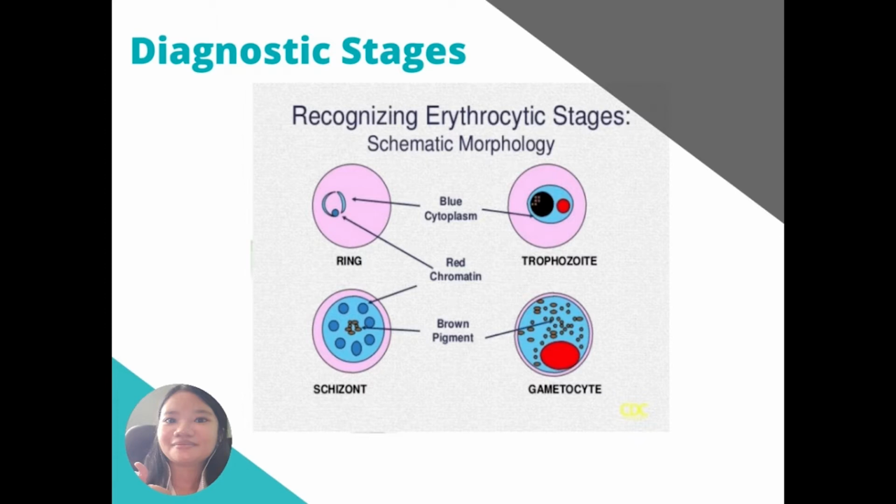Since the trophozoite is the growing form, the red chromatin dot has now increased in size and is surrounded with more abundant blue cytoplasm. The schizont, or dividing form, is characterized by divided red chromatin, and there is now the presence of brown pigment, which is referred to as hemozoin or hematin, associated with products of RBC digestion. In the gametocyte or sexual form, there's now a compact red chromatin mass and still the presence of brown pigment.